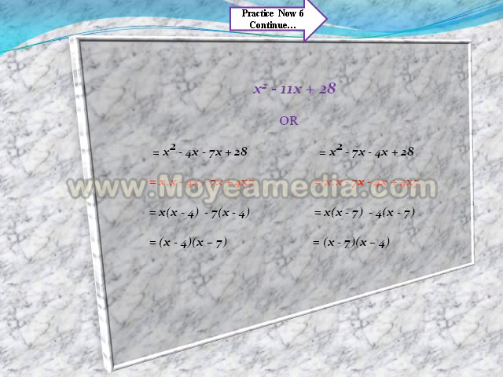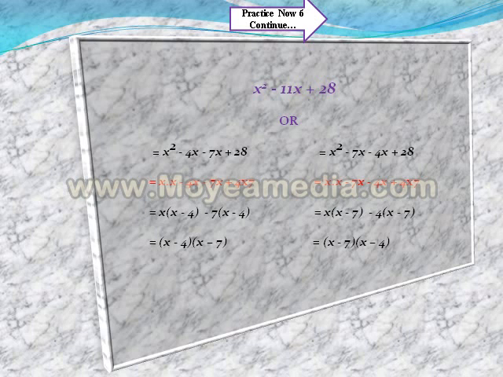There may be kids who say, sir, no, they are different. No, absolutely not. Remember, if you multiply 2 with 3, you will get 6. Yes, isn't it? But if you multiply 3 into 2, again you get 6. So when x minus 4 is multiplied with x minus 7, you will get the same original quadratic expression, x squared minus 11x plus 28. Or if you multiply x minus 7 with x minus 4, you will get the same quadratic expression. So both the answers are 100% the same.